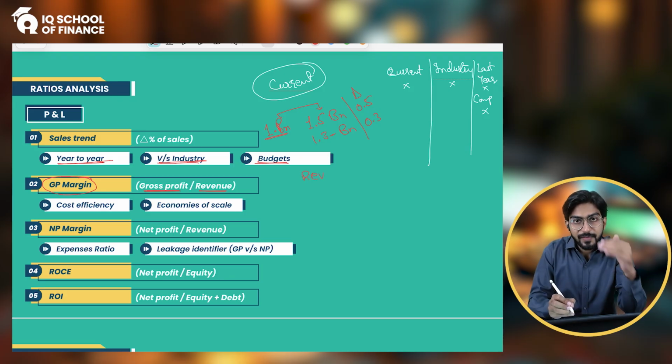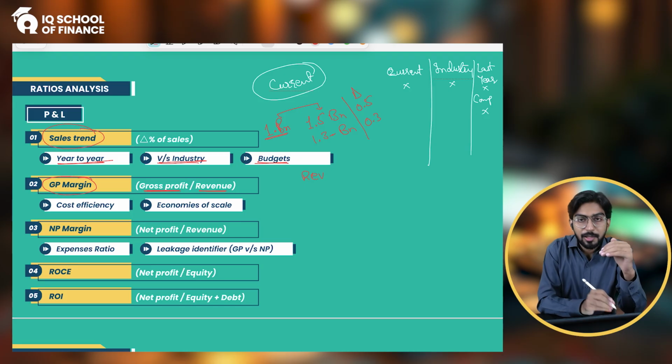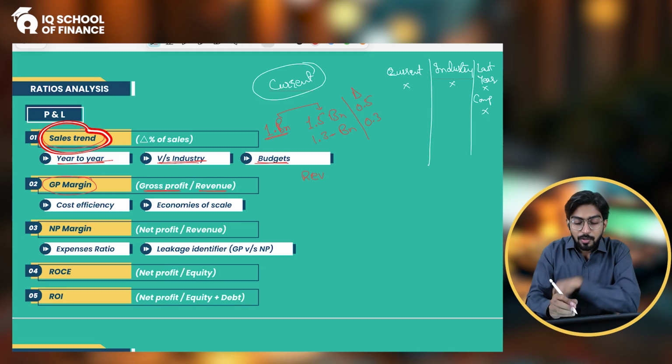Revenue, it's the first figure in your P&L. So we have first done the sales trend analysis. All right, sales trend analysis. And now revenue minus cost of sale, you get the GP. All right. And when you divide this GP by the revenue, you get the GP margin.